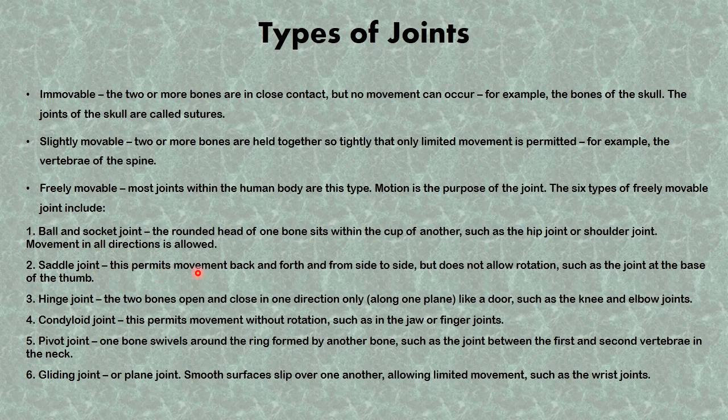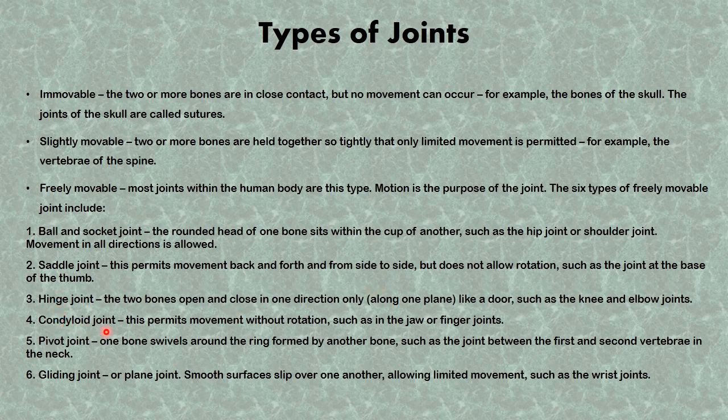The saddle joint permits movement back and forth and from side to side, but does not allow rotation, such as the joint at the base of the thumb. Number 3, we have the hinge joint. Now, two bones open and close in one direction only along the plane, like a door, such as the knee and the elbow joint. This is where hinge joint is found, at the knee and elbow.